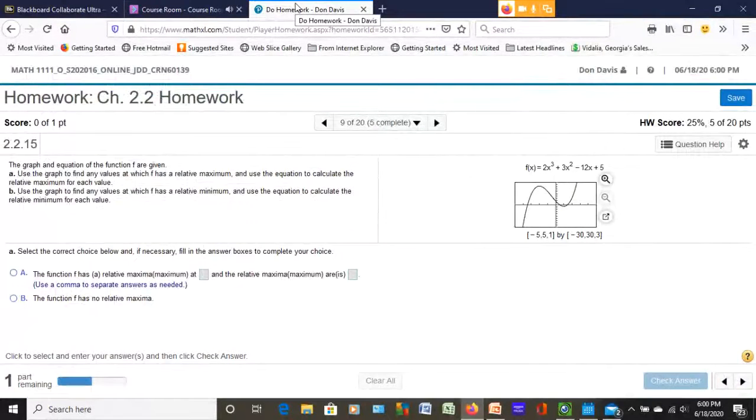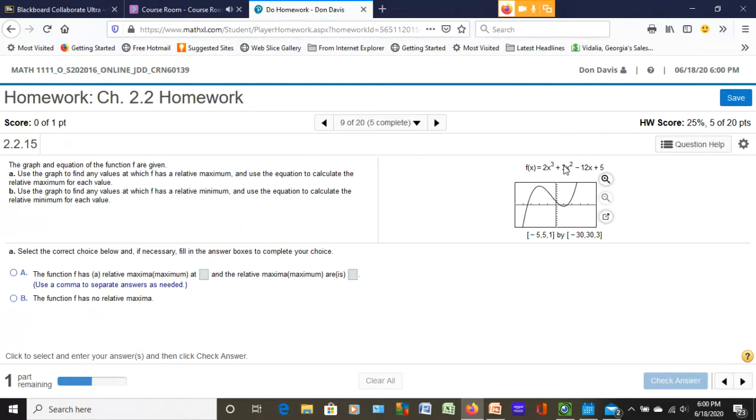Alrighty, so chapter 2, and I think what I'm going to do on this one is use a graphing calculator, so give me a second, let me crank it up here. And you say, why are you going to do that? Well, because you'll notice that in this problem, they give me an equation of a function: 2x cubed plus 3x squared minus 12x plus 5.